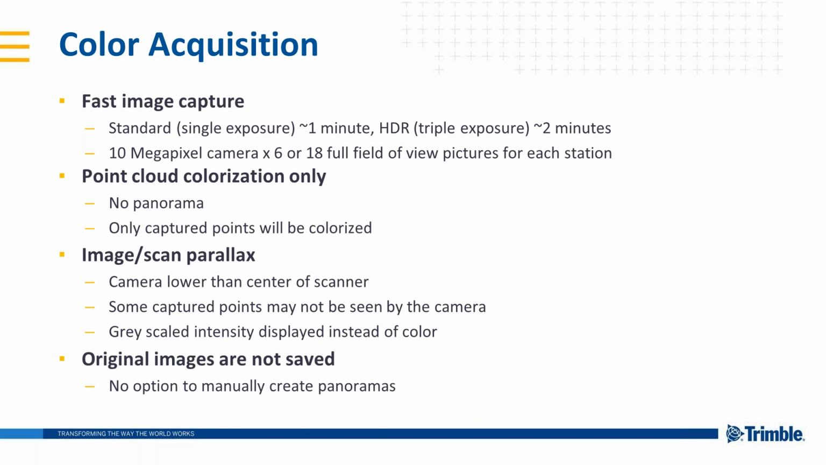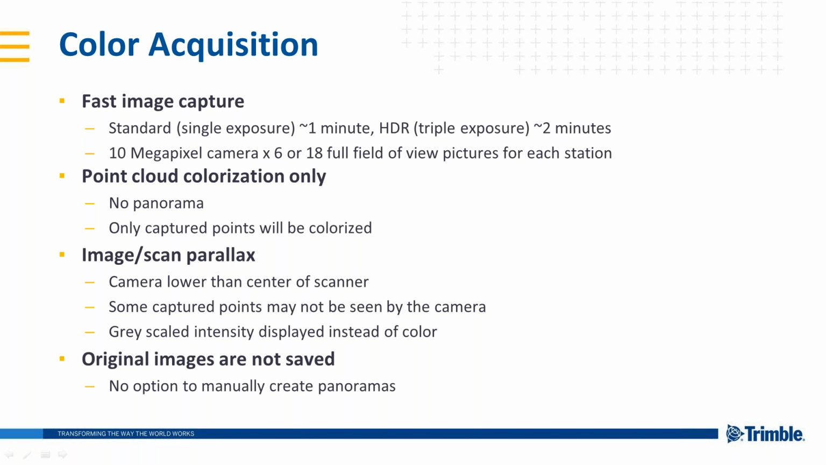Next, we'll go over some color acquisition tips and recent processing enhancements in RealWorks 10.3. First, let's review the internal camera. The camera was designed to provide fast image capture, taking just 1 minute for standard single exposure images and 2 minutes for HDR triple exposure. It's the fastest image capture of any scanner really on the market. It's a 10 megapixel camera that takes 6 or 18 full field of view pictures for each station.